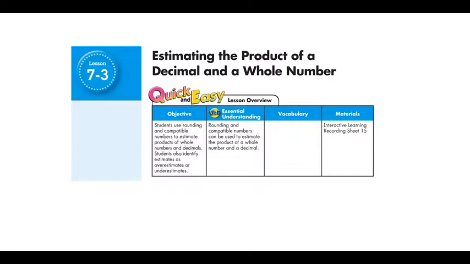Topic 7, Lesson 3, Estimating the Product of a Decimal and a Whole Number. Today you are going to use rounding and compatible numbers to estimate products of whole numbers and decimals. You will also identify estimates as overestimates or underestimates.